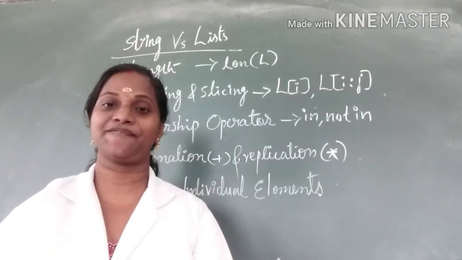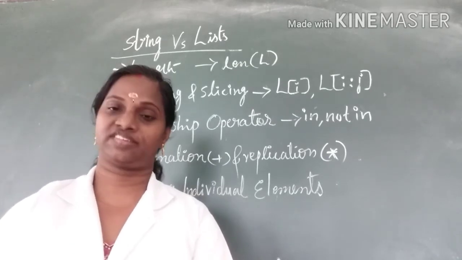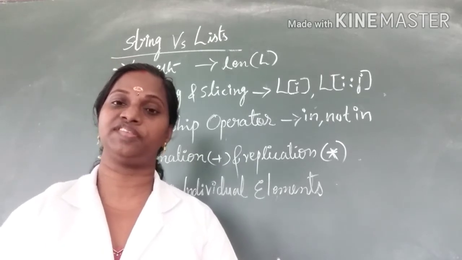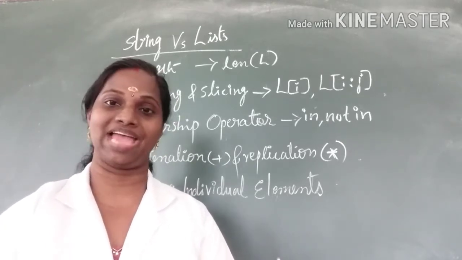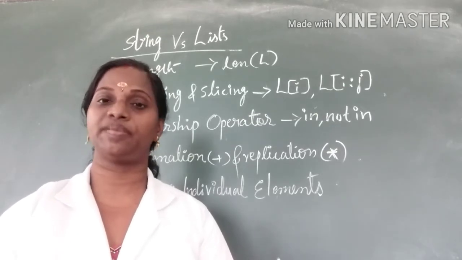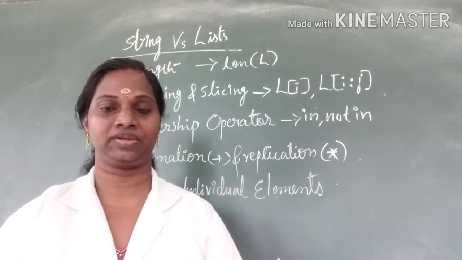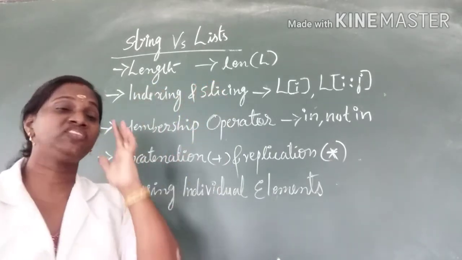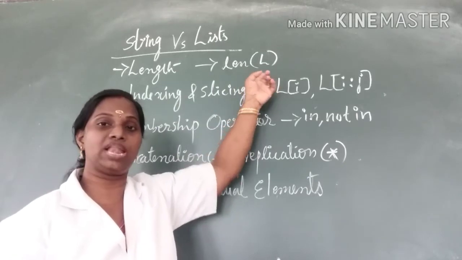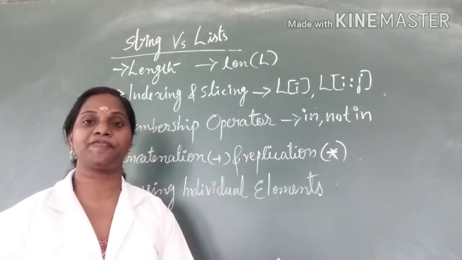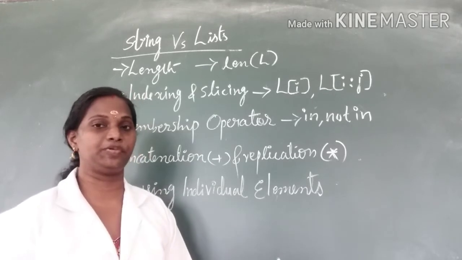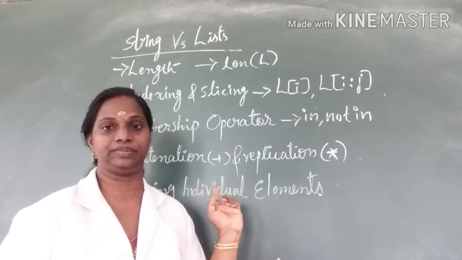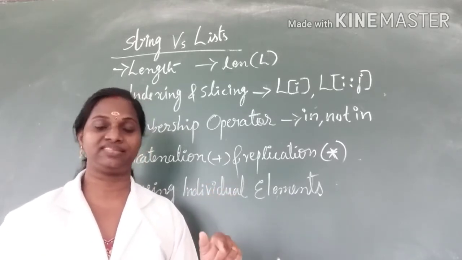Next topic is string versus list. A string stores a sequence of characters. Like that, a list also stores a sequence of values. There are some similarities between string and list. First one, length. In a string, len of L will give the length of the string. Like that, you can find the length of a list by using len of that list.